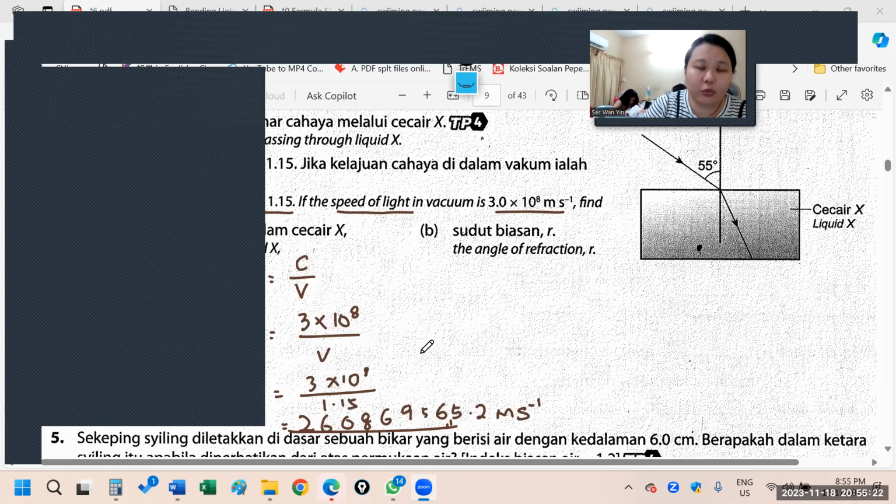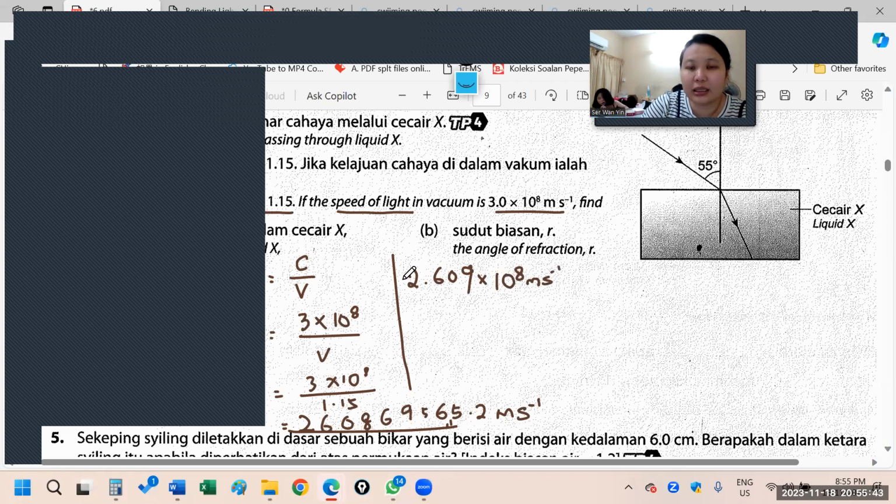Okay. If you want to make it shorter, I prefer you all get 3 decimals. So 2.609 times 10 to the power of 8 meters per second. If you want to make it standard form, at least 3 decimals, right? Thank you, Bethany. Very good. I hope in school we also can type.